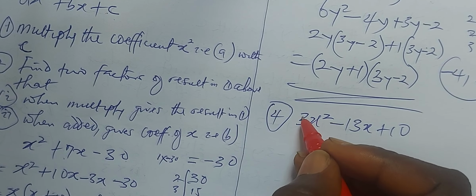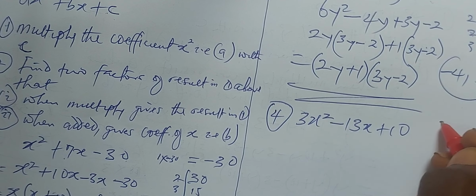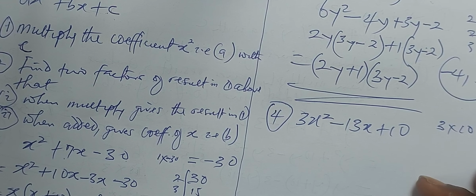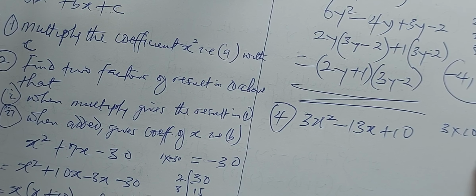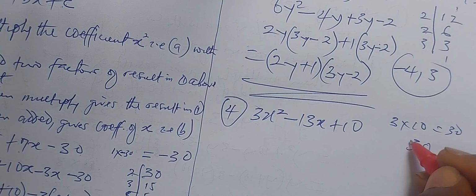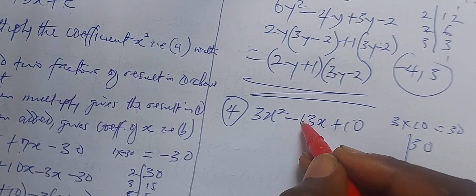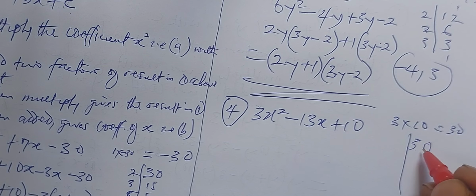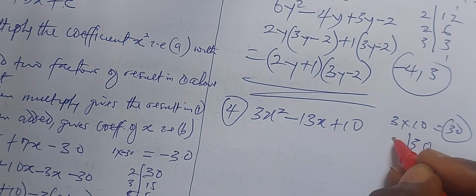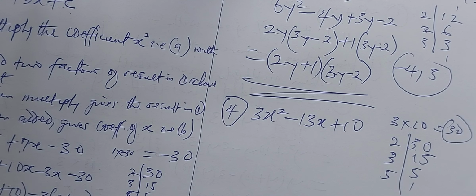So the coefficient of x squared is 3, and the last number is what? 10. So 3 multiplied by 10 is what? 30. So it is this 30 that you find the factors of. Find the factors so that when you add, you have minus 13, and when you multiply, you are going to get your 30 back. So 2 here, 15. 3, we have 5. We have 5, we have 1. Okay? So you begin to pair it.